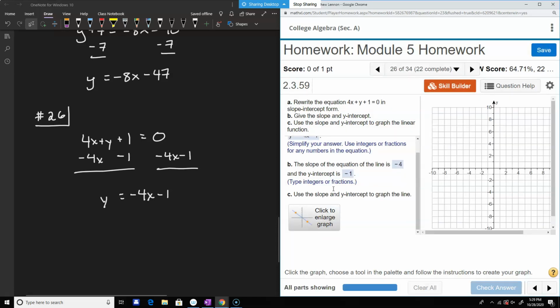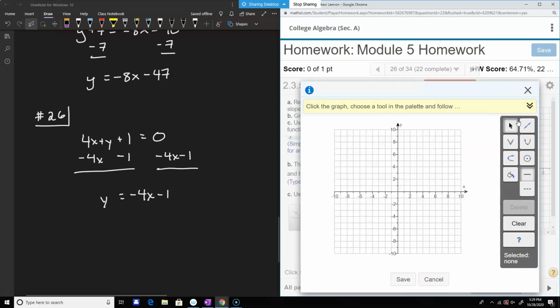And then graphing it is going to work the same way, right? First, we want to identify the y-intercept. So click the line tool, identify the y-intercept of -1.